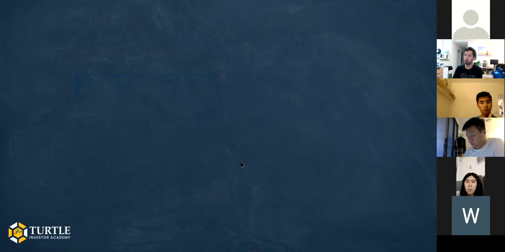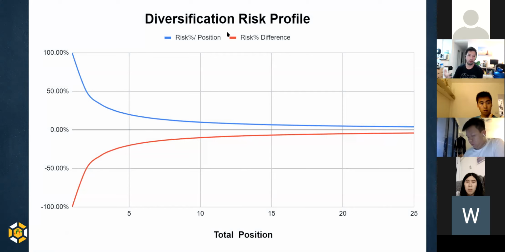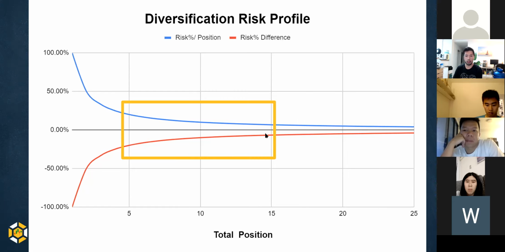So if we look at the chart, we're looking at what we call the diversification risk profile. The blue line is risk percentage per position, and the red line is the risk percentage difference for each position. We start seeing that as the risk gets lower than, I would say, 20 to 30%, which is roughly around this bracket, so roughly around 5 to 15 positions, you have already reduced the risk a lot, right?